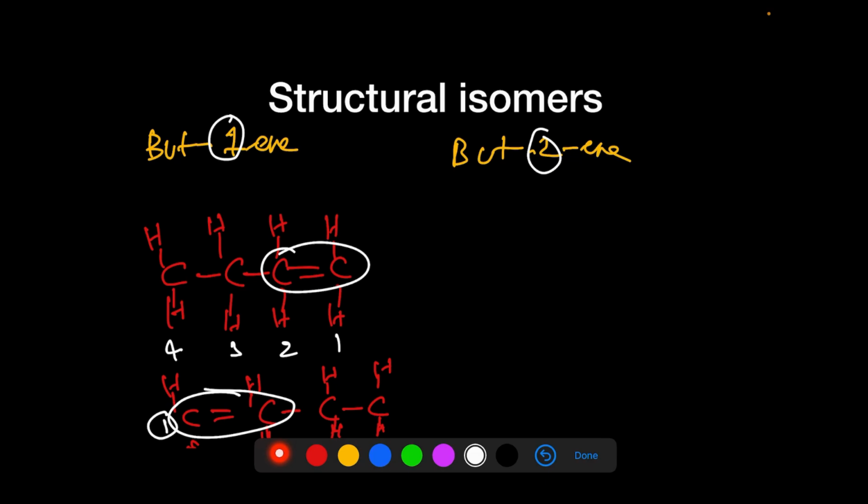Now let's look at but-2-ene. It can either be like this or like this, because 1, 2, 1, 2. From either side it is on the second carbon atom.